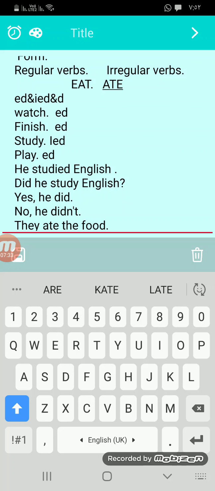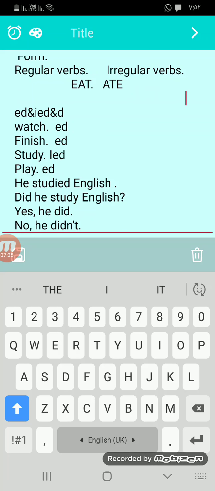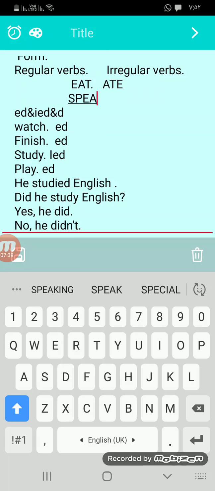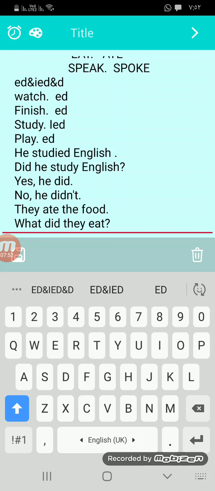Okay? Another word, when I give you a verb like speak, the past form of speak is spoke. You should keep these words. Okay, understand? Okay.